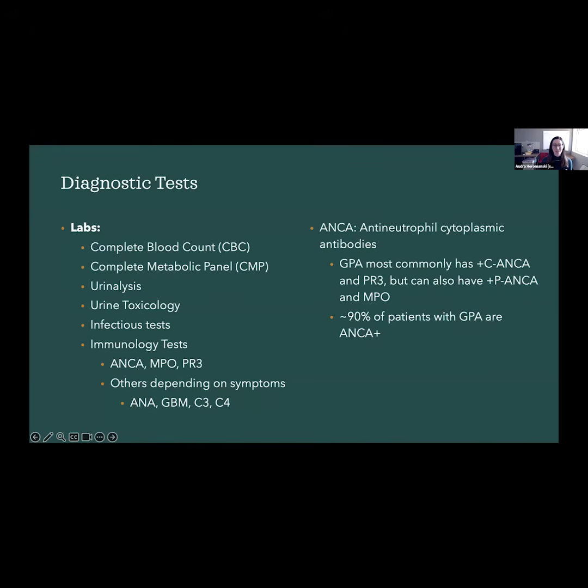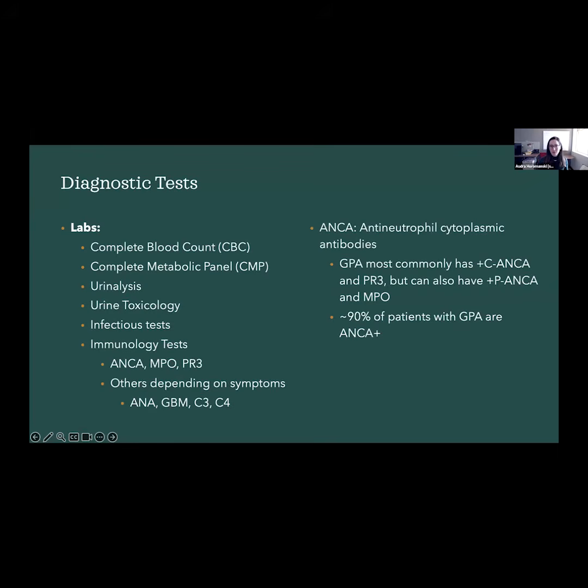Then we move on to the more specific immunologic tests: ANCAs, MPO, and PR3, and then others, depending on the different organ systems that are involved. You may have seen your doctors check things like an ANA or a GBM, also called glomerular basement membrane antibody, or complement levels, which are C3 and C4. ANCA stands for anti-neutrophil cytoplasmic antibodies. GPA commonly has a positive C-ANCA, and there are two different ways to look at ANCA: the ANCA test itself, and then the MPO and PR3, which are our more specific antibodies.